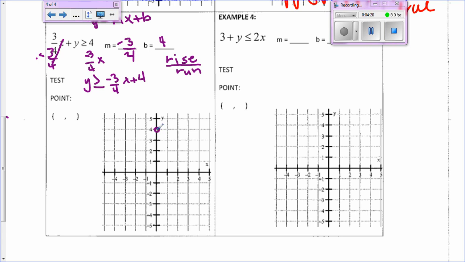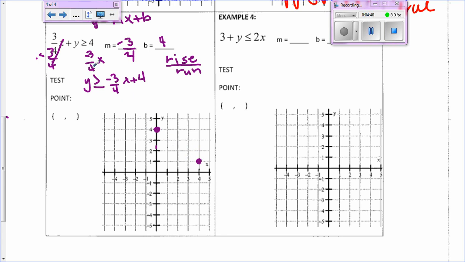So knowing that, I'm going to count down 3 spots, or 3 units, 1, 2, 3. And I'm going to count over to my right 4 units, 1, 2, 3, 4. And I'm going to go ahead and put a point right there. Now I'm going to draw a line.